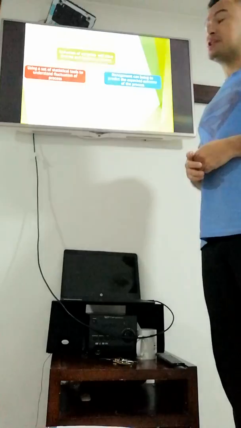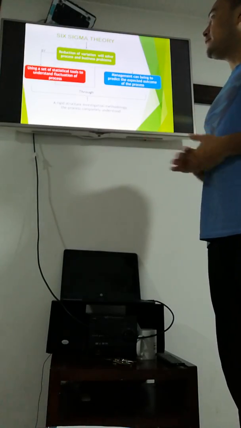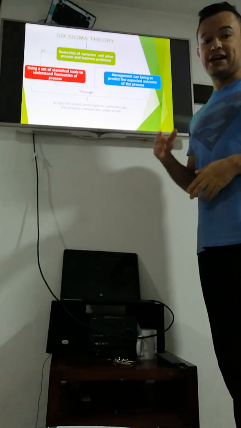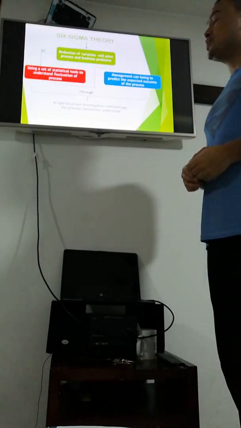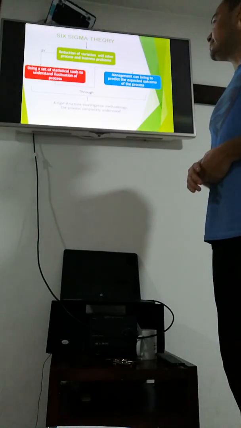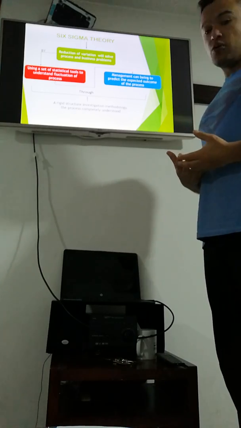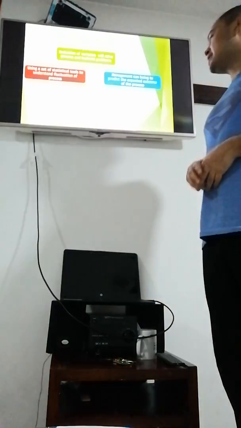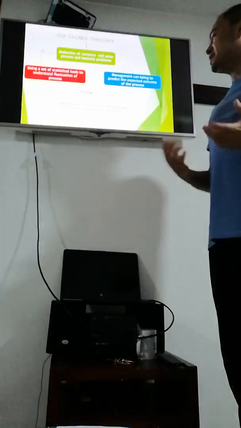The Six Sigma theory talks about the reduction of variation and solving process and business problems using a lot of statistical tools to understand the fluctuation of the process. With this, management can predict the expected outcome of the process through a rigid structure of investigation methodology, the process completely understood.